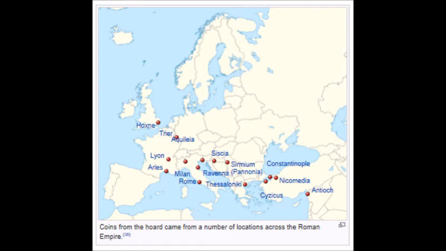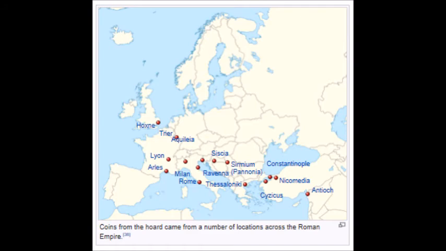Coins from Rome, Milan, all the way to Sirmium, Ravenna. These coins and lots of the stuff in the Hoxne hoard came from this wide array of places, showing the wealth of the individual buried there. This is not silverware from this country.